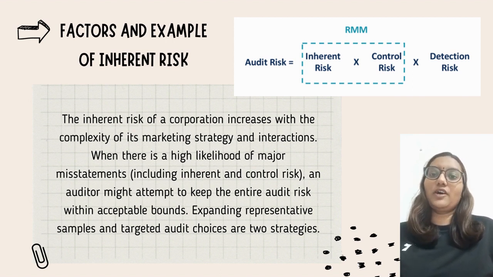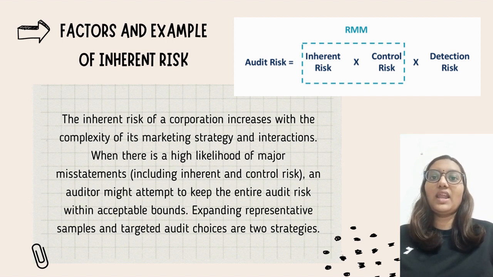For the next factors, expanding representative samples and targeted audit choices are two categories. When there is a high likelihood of major misstatements, including the inherent and control risk, an auditor might attempt to keep the entire audit risk within acceptable bounds by reducing the detection risk.